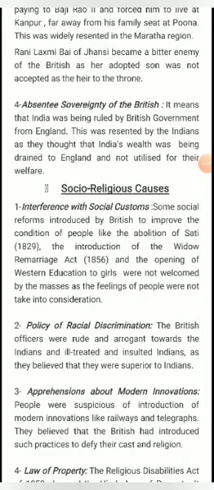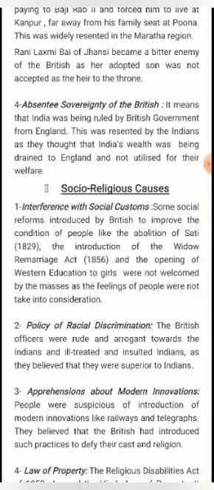First was interference with social custom. Some social reforms introduced by the British to improve the condition of people, like the abolition of sati in 1829, the introduction of the Widow Remarriage Act in 1856 and the opening of Western education to girls, were not welcomed by the masses as the feelings of the people were not taken into consideration.